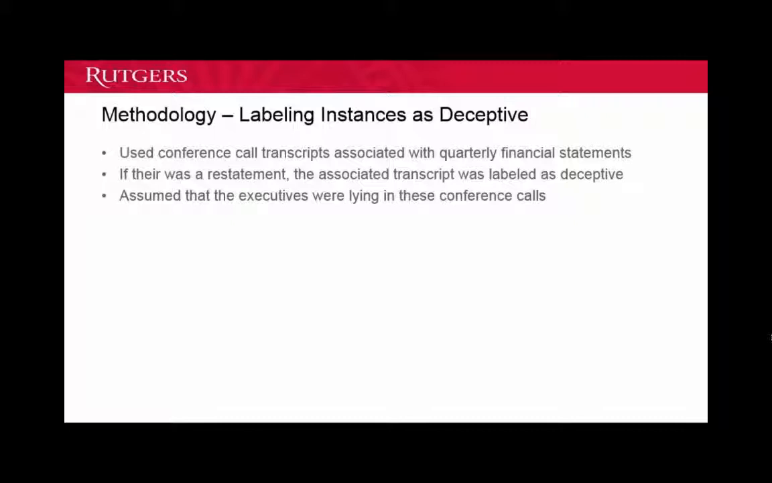So basically they did this. They used the conference call transcripts and they associated them with their quarterly financial statement that would have been released at the same time as the conference call. So if there was a restatement, then they labeled the conference call as deceptive, because obviously management knew something and they didn't tell the analysts about it in the conference call. Okay, does that sound fair? That's what they did.